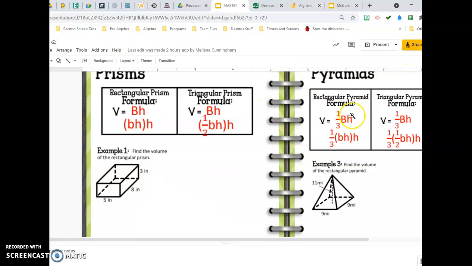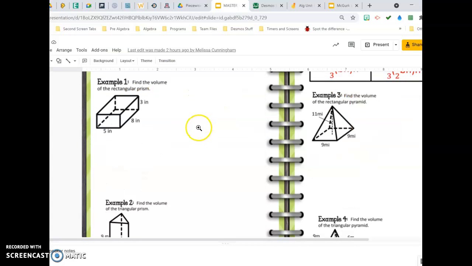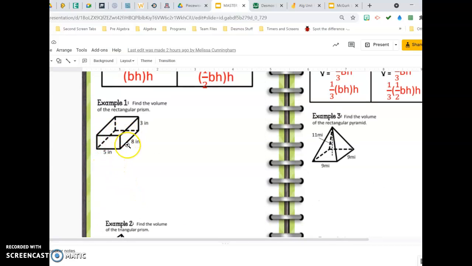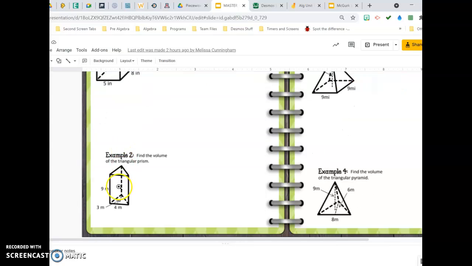Okay, the next one that we're going to do is the triangular prism. And so a triangular prism looks like this here. Again, it's three-dimensional, but the base is a triangle. So up here, your base was a rectangle, or it could be a square. Here, the triangular prism has a base of a triangle.